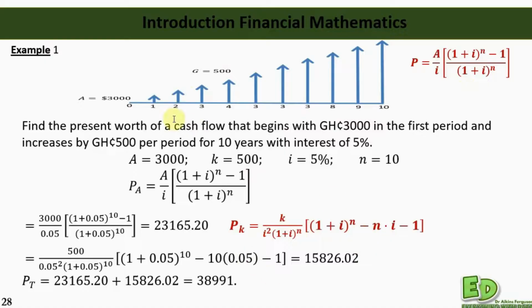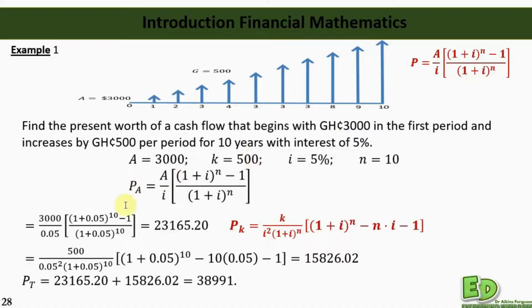So what do you do? You find the present value of that uniform amount, which is the 3,000 for the 10 years. Then you find the present value of that constant increment, 500, throughout the 10 years. Then you sum them. That's what I'm trying to say here under the arithmetic gradient cash flow. So the annuity A is 3,000. The K, which is the constant increment every year, is 500. Interest rate is 5%. How many years are you receiving this? 10 years.